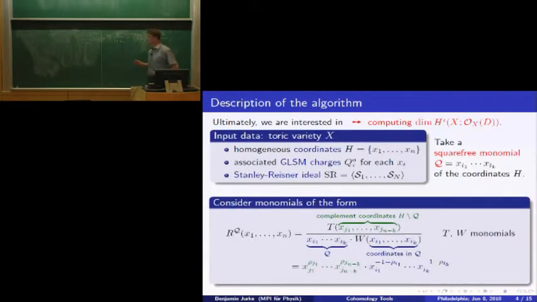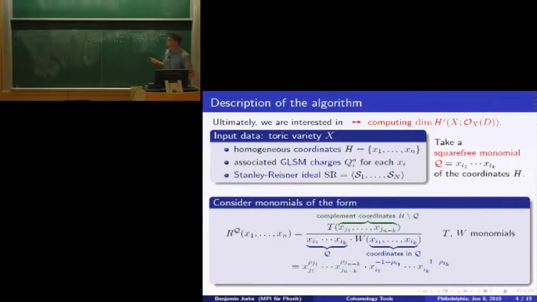Now, I'm going to very briefly describe this algorithm construction. The ultimate goal is to find a very easy way to compute the dimension of sheaf cohomology groups as written here. The input data is a plain good old toric variety, so we have a bunch of homogeneous coordinates, the associated GLSM charges, and the Stanley-Reisner ideal, which plays a really central role in our algorithm. Those calligraphic S's here are actually the generators of this Stanley-Reisner ideal.